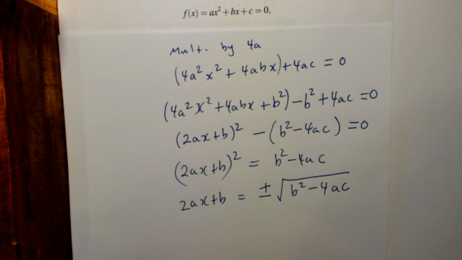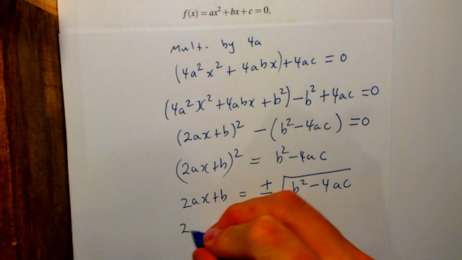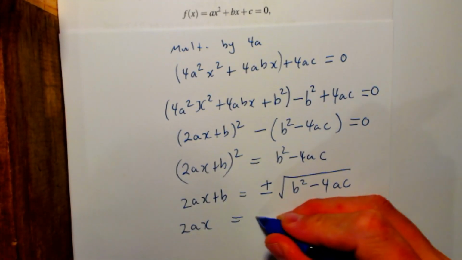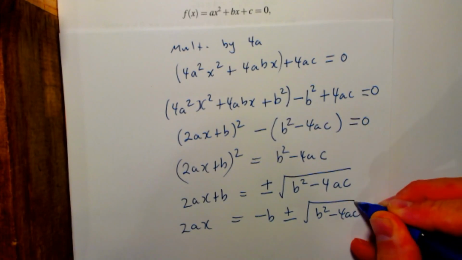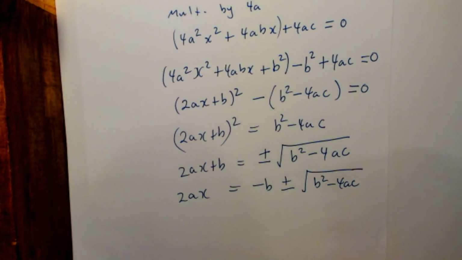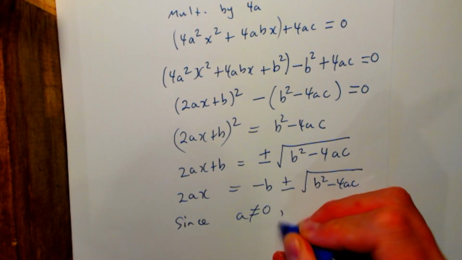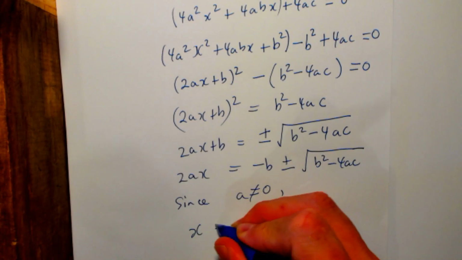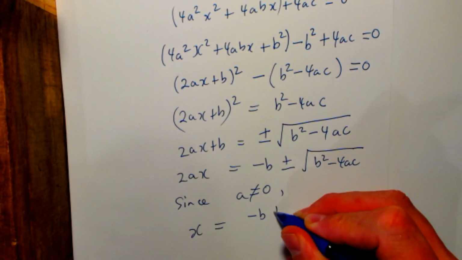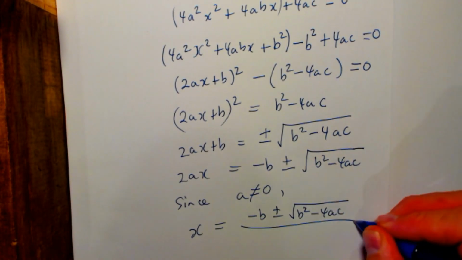Right, now we're nearly done. We just have to subtract b from both sides and then divide by 2a. Okay, so subtracting b from both sides, and then since a is not equal to 0, there's no problem in dividing by a, so we can divide by 2a and get x is equal to minus b plus or minus the square root of b squared minus 4ac all over 2a.